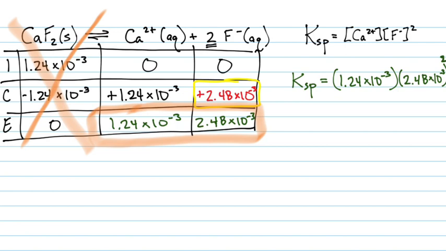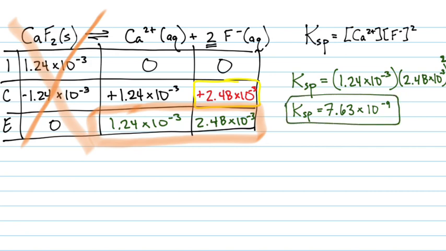I think I'm getting about 7.63 times 10 to the negative 9. Anybody getting anything very different than that? You want me to look at your calculation method? So at least at 35 degrees, that's what we would expect the KSP for this to be based on what they gave us there.